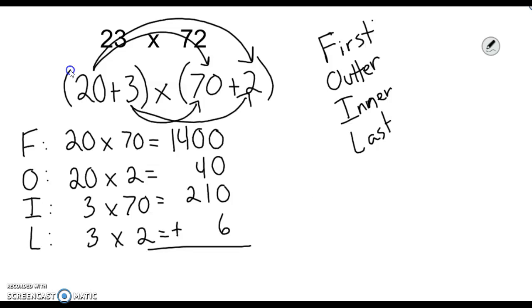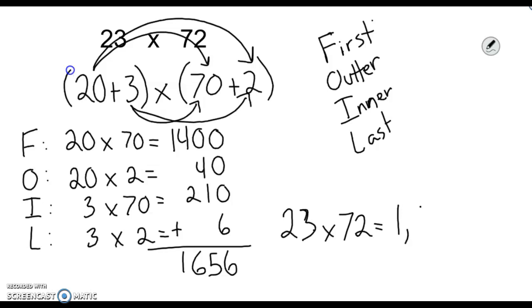We can do that. So let's add up our ones column. Right here we get 6. Right here we have 0 plus 4 plus 1. That gives us a 5. Here we have 4 plus 2. That's a 6. And then a 1 plus nothing is 1. So if we go back to our original problem, we know that 23 times 72 equals 1,656.